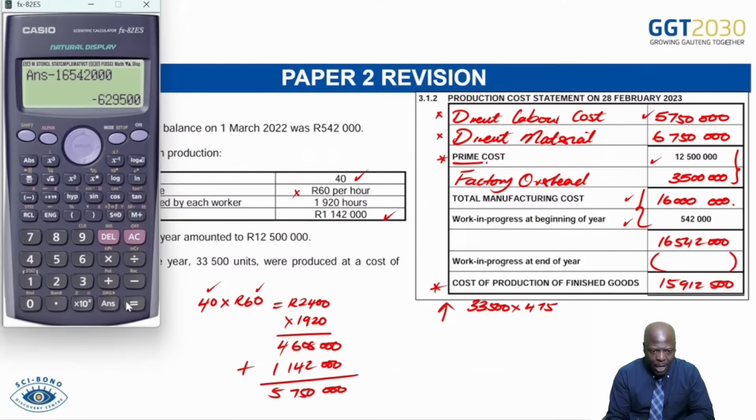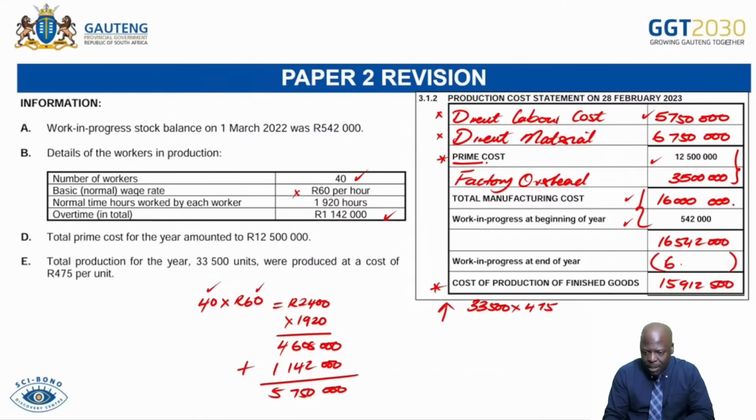16,542,000. And then you're going to end up with 629,500. So here it becomes 629,500. That becomes your work in progress at the end of the year.